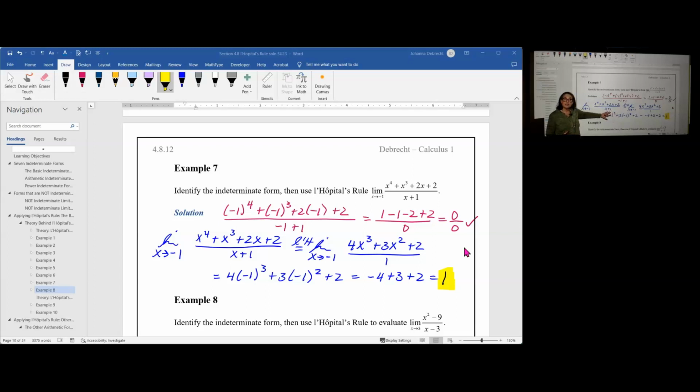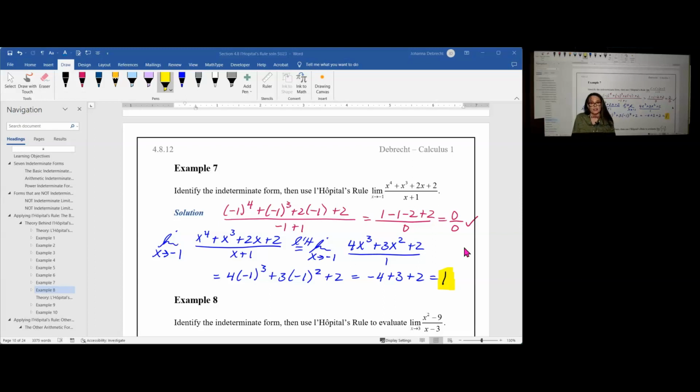The denominator's derivative is 1, and you have the derivative of the numerator polynomial. Then you substitute -1 in again, and you get 1 for the value of the limit. The function does not exist at -1, but the two-sided limit does, and it's pointing to a y value of 1.